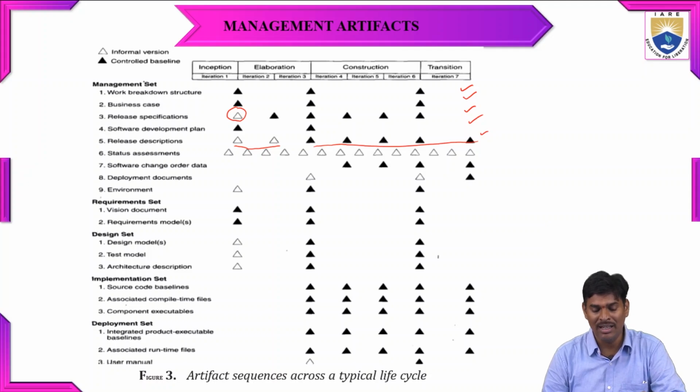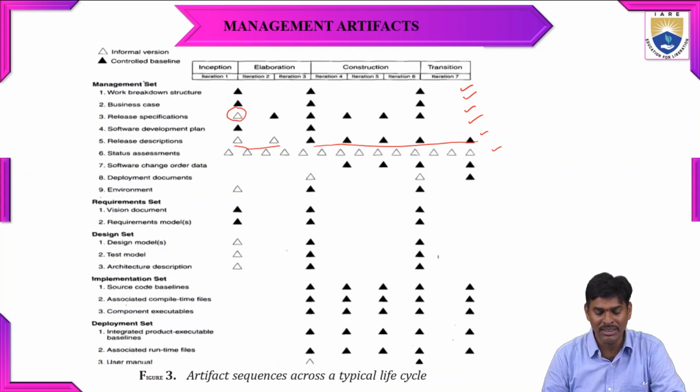Whereas for status assessment, we know that each and every phase needs to be handled in a proper manner. Here you need to check that the risk assessment will be there, and what formal and informal risks will happen. That's why it is an informal version, meaning they need to have a clear idea about each and every phase.